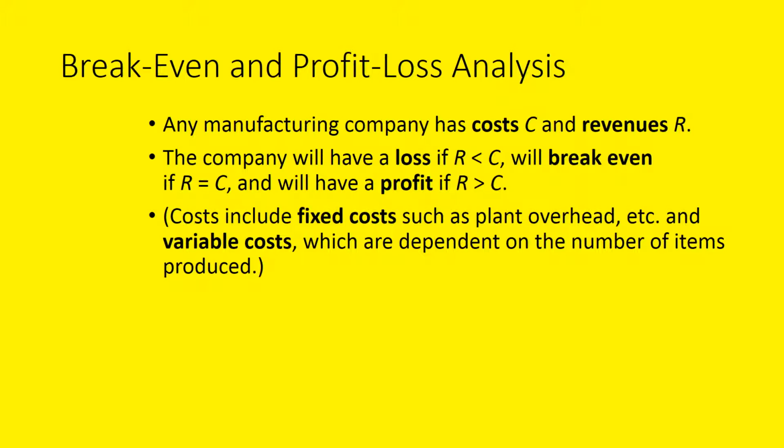Costs, there are two kinds, fixed and variable. Fixed costs don't depend on how many units you produce and sell. So plant overhead, the warehouse that you have to maintain. But then there are variable costs. They depend on the number of items produced. So your machinery, you're going to have to spend more on machinery if you're going to produce more, and labor as well.